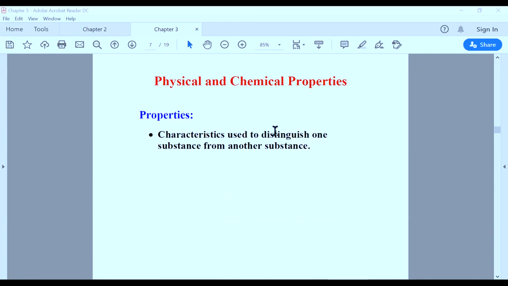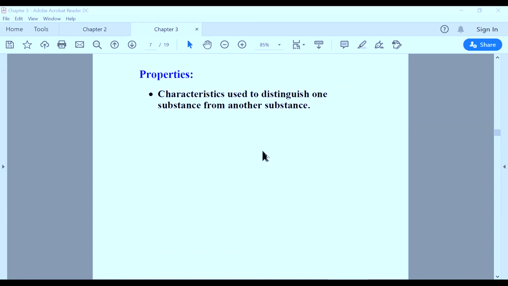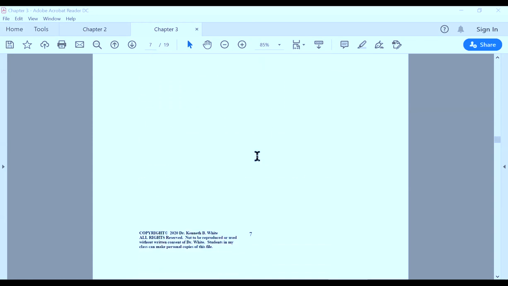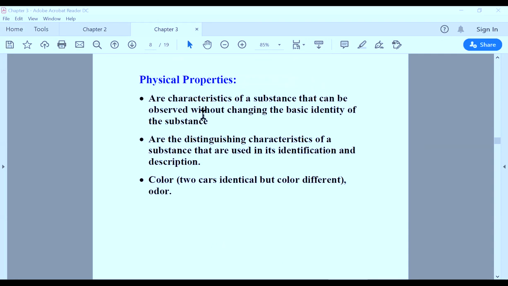Now, pay attention. When we talk about substances, we have both physical and chemical properties. And a property is a characteristic that distinguishes one substance from another. I'll never ask you what is a property. But when we talk about physical properties, those are characteristics of a substance that can be observed without changing the basic identity of a substance. An example would be color, also odor.